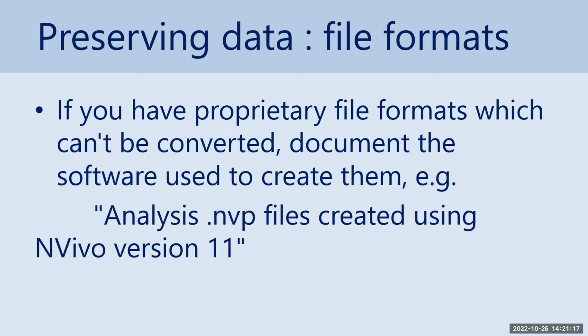If there is a file format which can't be made open, that's what's called a proprietary file format, where you need specific software for it to work. In the README document, you would then say what software you need. For example, there are files called .nvp created by NVivo, which is used for qualitative analysis. So then anybody in the future who needs to access those files will know what software they need to get them.